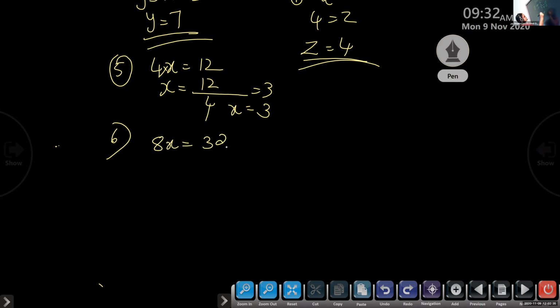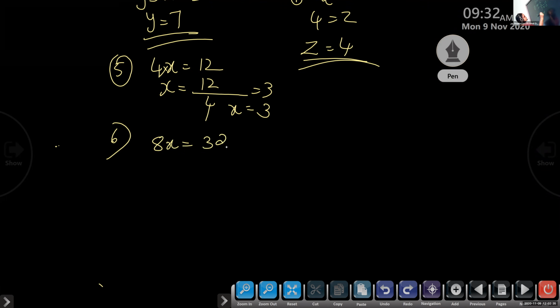Next one, question number 10. X by 2 equal to 6. Here x by 2, the 2 performs division. So when we transpose it to the other side, division becomes multiplication. So what comes? X equal to 6 into 2, so x equal to 12. Very good. Yes, 12. X equal to 12.